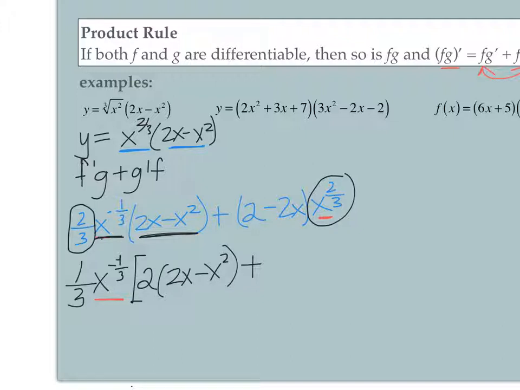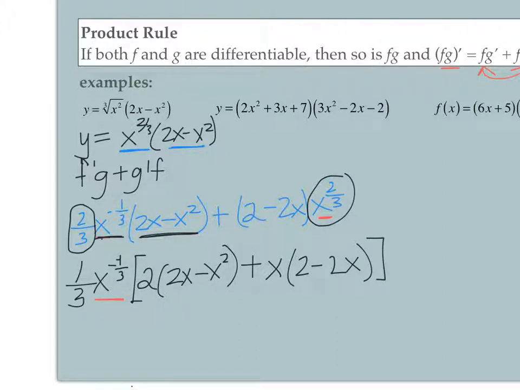Okay, so remember that when you're multiplying powers, you add up the exponents. So you need to think about what exponent I would need on x to add up to 2/3. If I'm at negative 1/3, what will I have to add to it to get 2/3? 1 whole. So it's a 1 there, and the 2 minus 2x is also there.